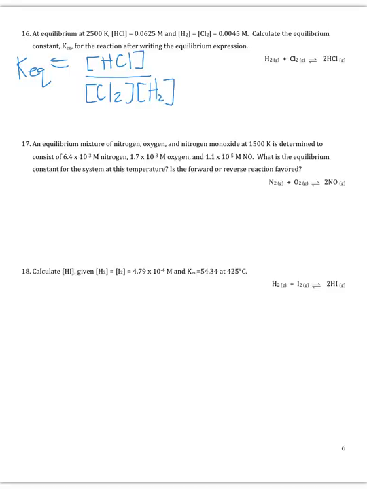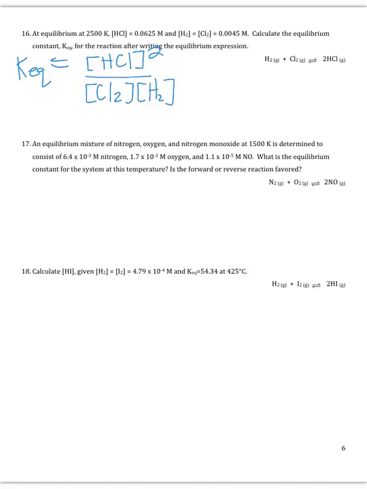The concentration of the HCl is in the numerator, and the concentrations of the chlorine and the hydrogen are in the denominator. The HCl has a coefficient of 2, so we are going to square that concentration. This is our equilibrium expression.